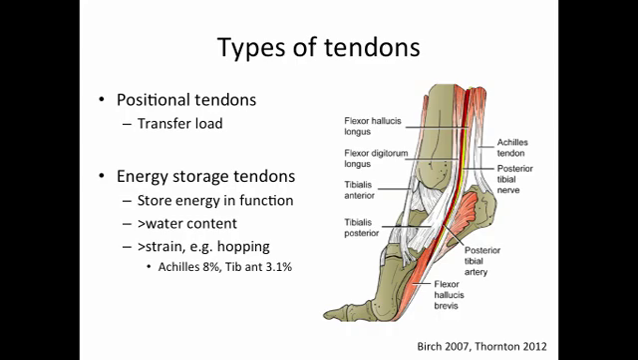We know that they also are able to strain, or actually, I shouldn't say they're able to strain more. They tend to display greater strain within functional movements. So, for example, if we compare Achilles during hopping, there's an 8% strain on average, whereas if we compare the tibialis anterior, 3.1% strain. So there is a difference in absorption of energy clearly through this mechanism of strain.